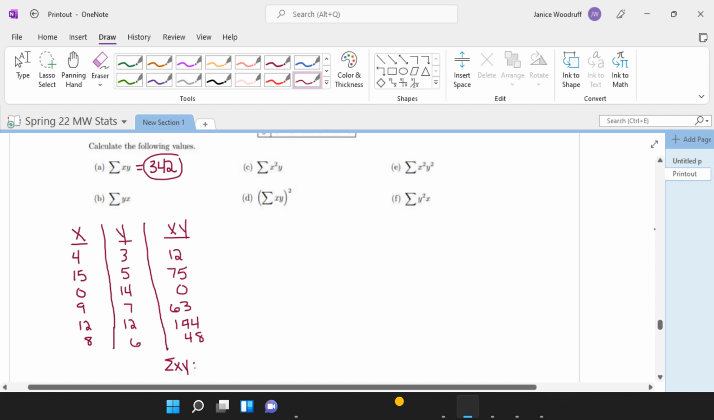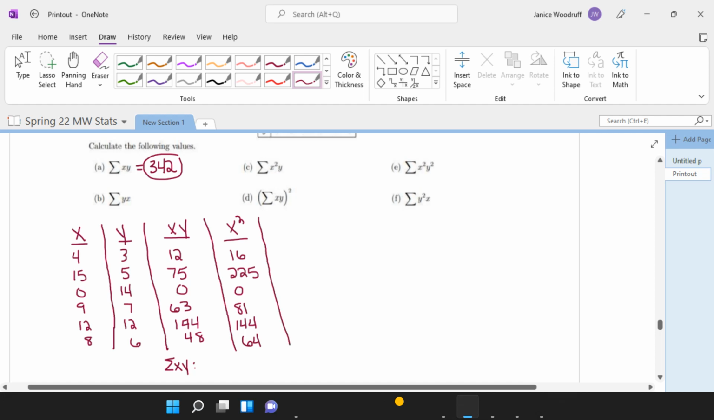Okay, then x squared y, what do you suppose we do? We're going to square the x, right? Then multiply by y. Then we're going to add them all together. Okay, so we can do that. We'll do this one by hand, then I'll show you guys a calculator. So we would want to do x squared. So 4 squared, 16, 15 squared, 225, 0 squared, 0, 9 squared, 81, 12 squared, 144, 8 squared, 64.